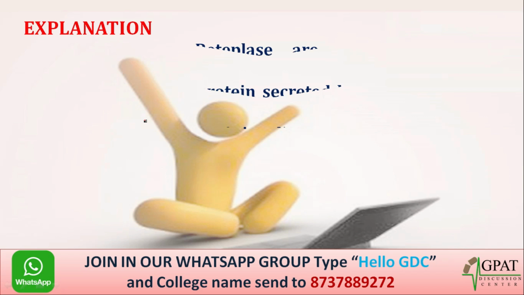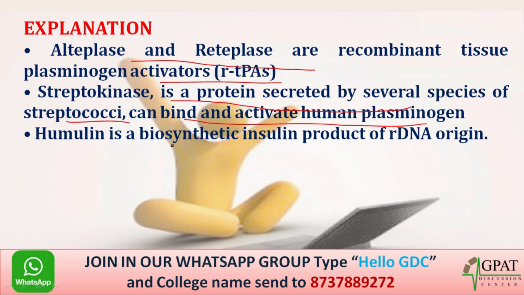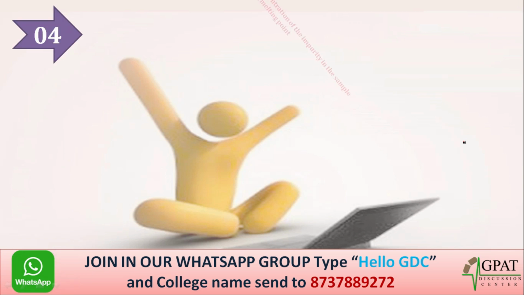So let's discuss with the help of the explanation that alteplase and reteplase are recombinant tissue plasminogen activators, that is rtPAs, whereas streptokinase is a protein secreted by several species of streptococci and can bind and activate human plasminogen, whereas humulin is a biosynthetic insulin product of rDNA origin. So the correct answer is streptokinase. It is not a rDNA product. Hence option C is the correct answer. So moving on to the next question.